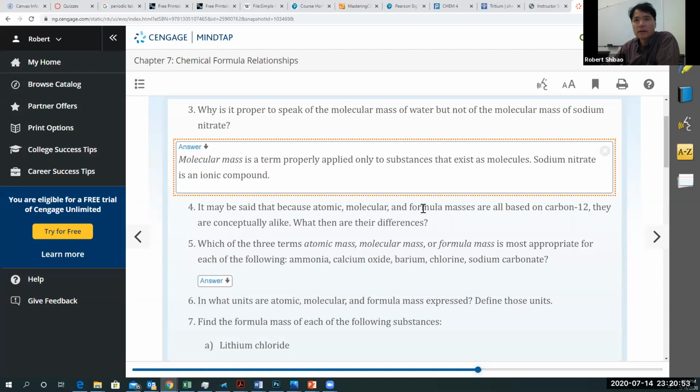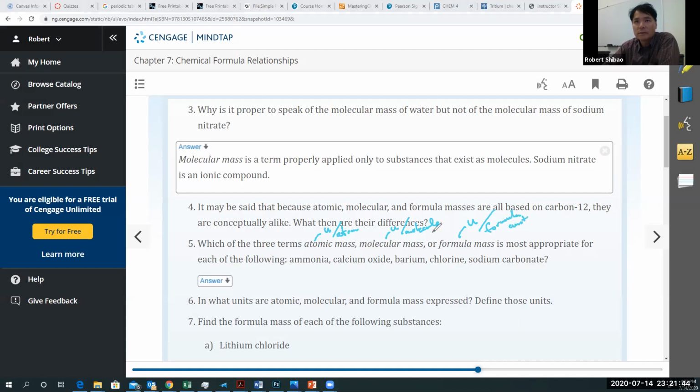It may be said that because atomic, molecular, and formula masses are all based on carbon-12, they are conceptually alike. What then are their differences? Atomic mass is U per atom. Molecular mass is U per molecule, a single molecule. This is a single atom. This is a single molecule. And formula mass is U per formula unit. Because some things don't form single atoms, some things don't form single molecules, some things form a formula unit like sodium nitrate. Sodium nitrate doesn't form molecules and it's not atoms, therefore we call it a formula unit.